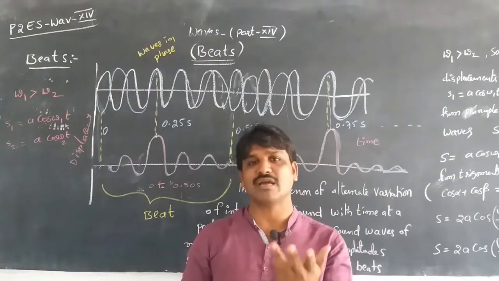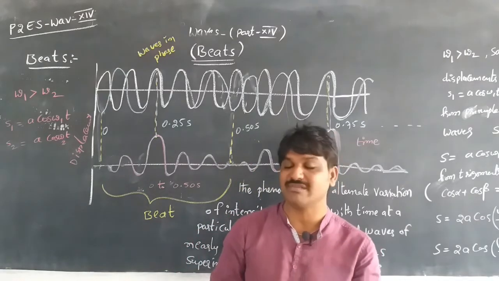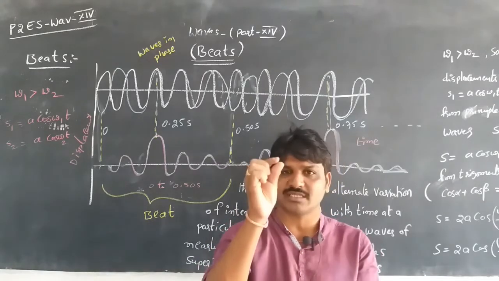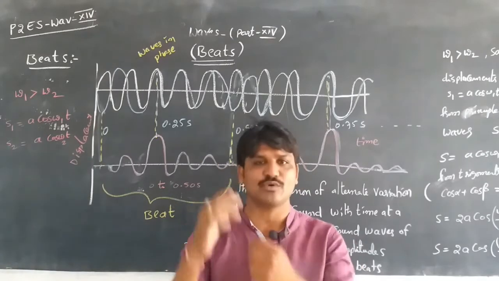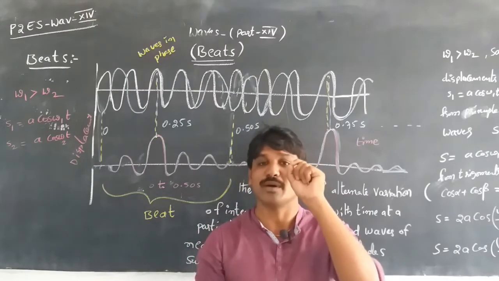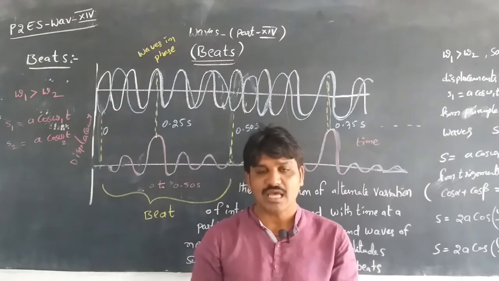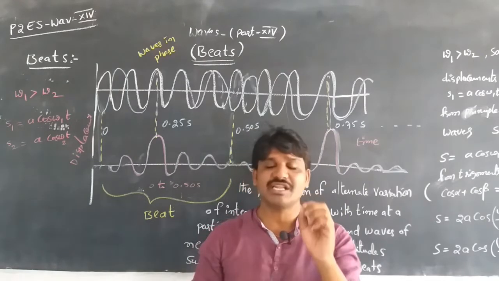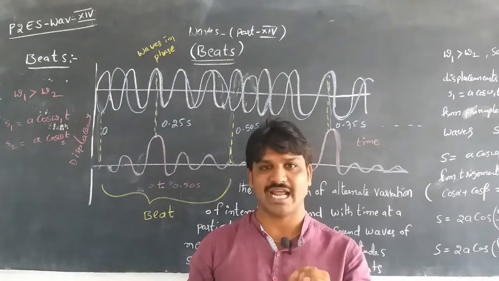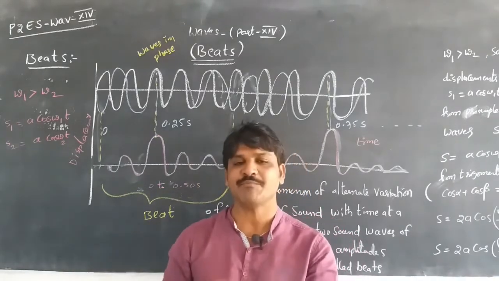So the maximum and minimum of sound occurs whenever two nearly equal frequencies, meaning slightly different frequencies, are superimposed on one another. At a particular position and a given time, we can hear the maximum and minimum sound. That alternate variation of the intensity of sound at a particular position is called beats.